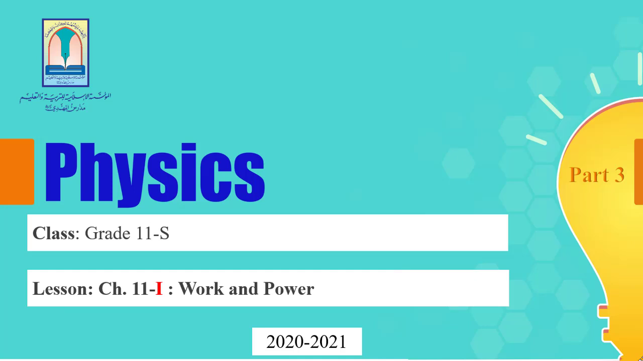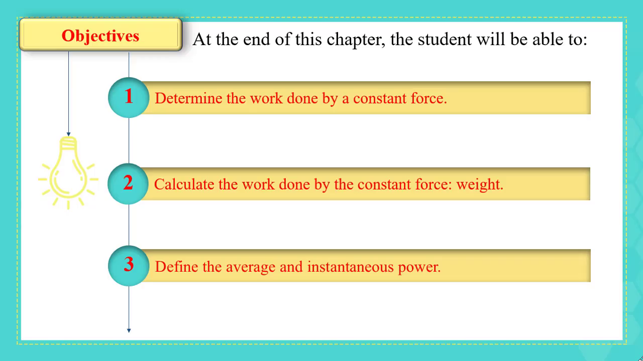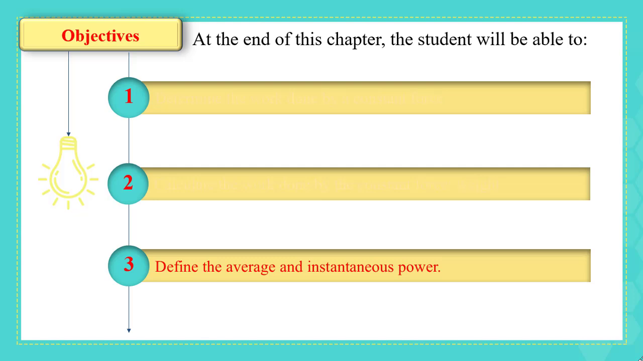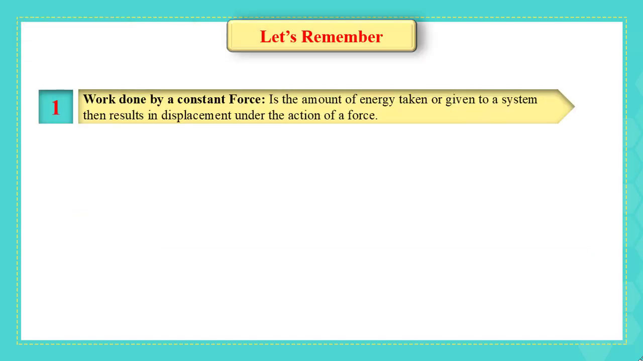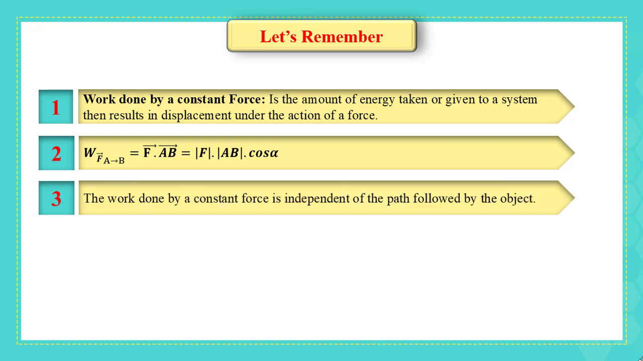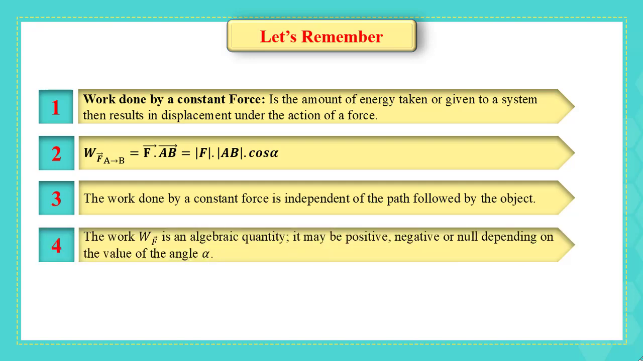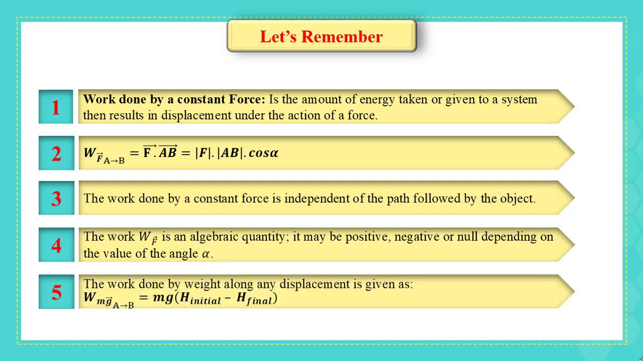This is the third video in our chapter, Work and Energy. At the end of this chapter, you're going to be able to define the average and the instantaneous power. Keep in your mind the ideas that we have taken till now: the definition of the work done by a constant force, the expression of the work done by a constant force, and knowing that the work done is independent of the path followed, the work done by weight is expressed as mg (h initial minus h final).